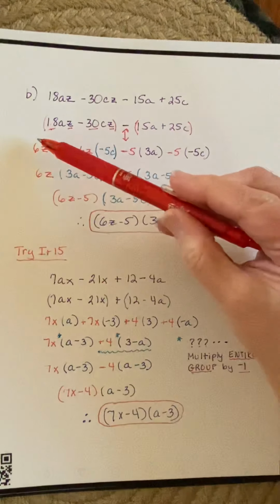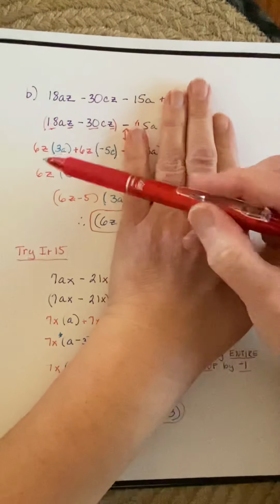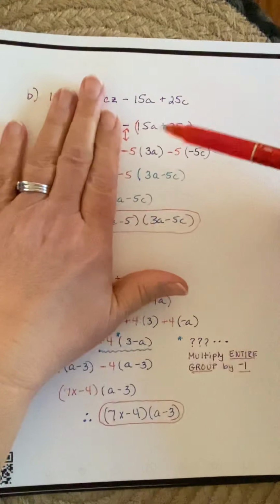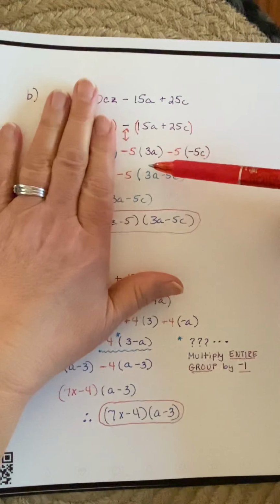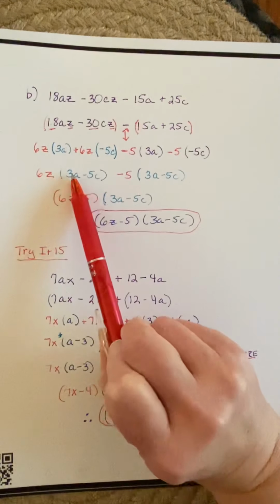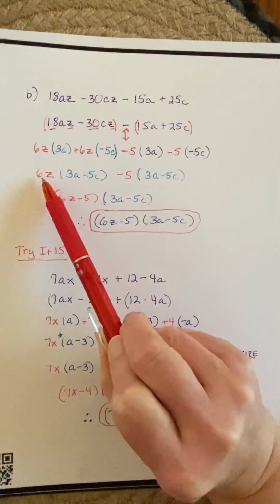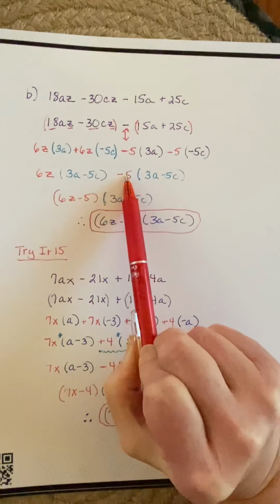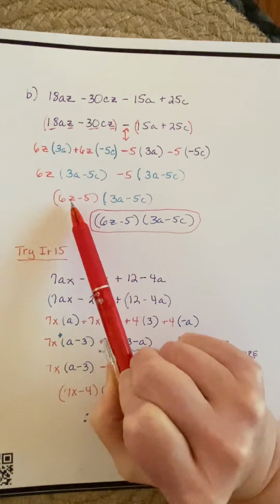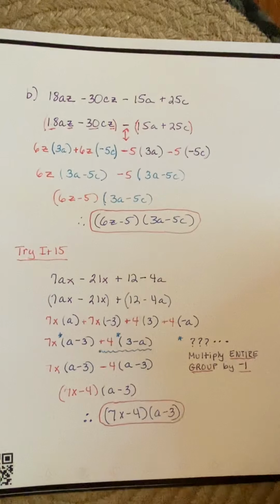At this point, I'm going to combine the first group and the second group. So my first group is 6c times 3a minus 5c. My second group is negative 5 times 3a minus 5c. Notice I have a common factoring group, 3a minus 5c. Okay, I have that. And then, of course, I have the outside numbers that come together for the first part of the factorization. So I have 6z minus 5 times 3a minus 5c. And therefore, that's my answer.